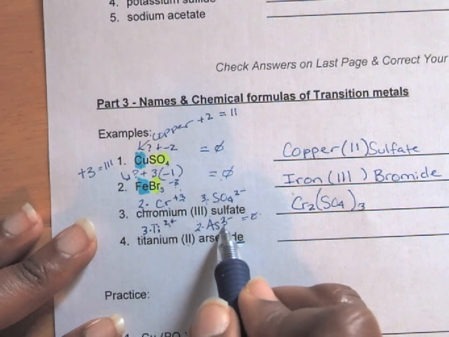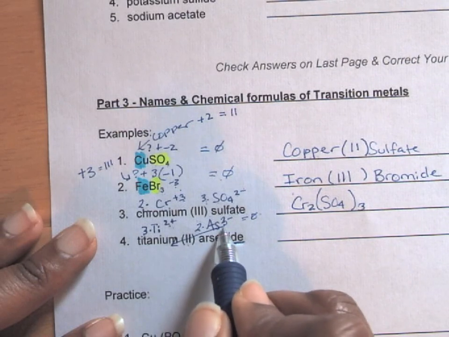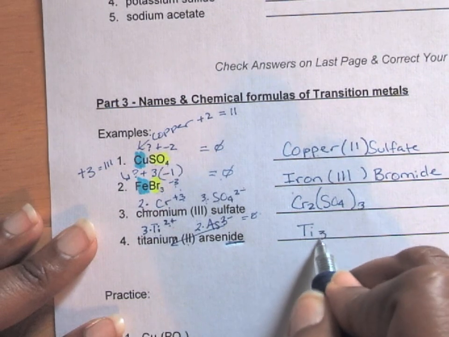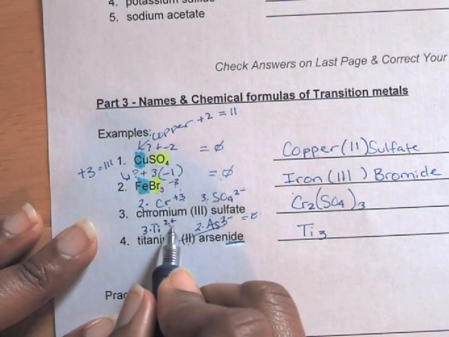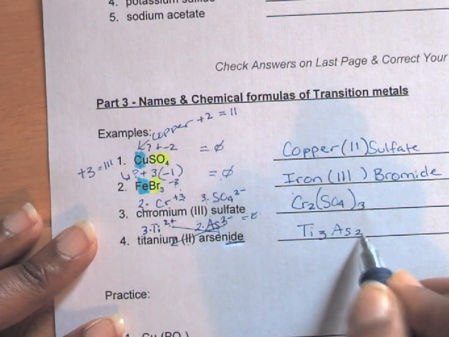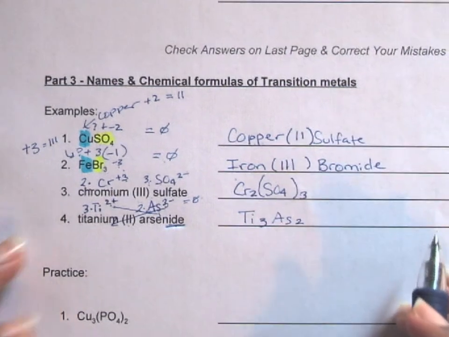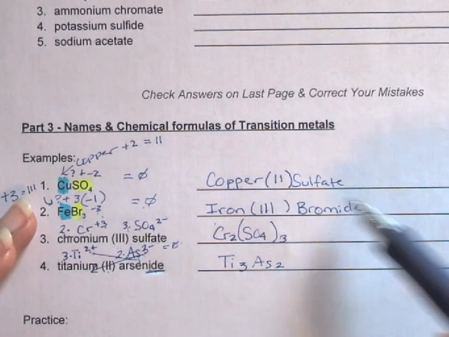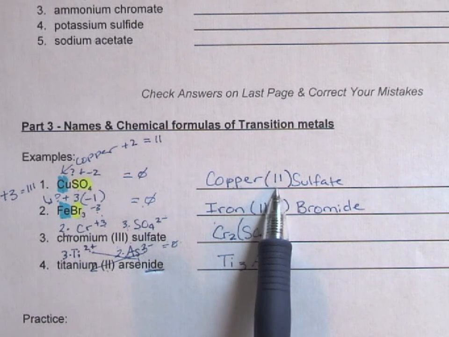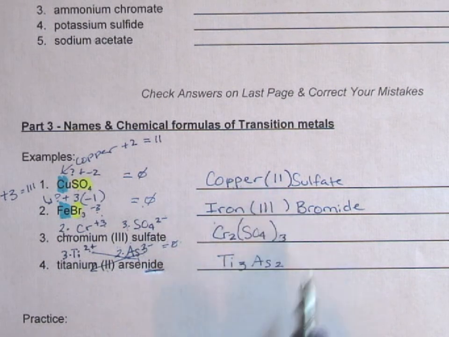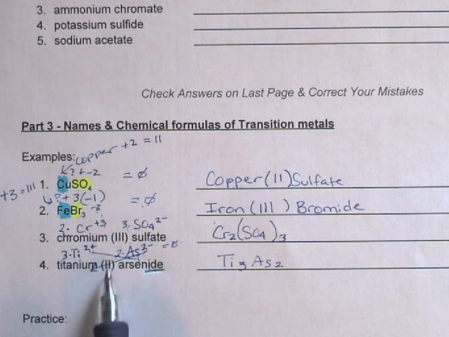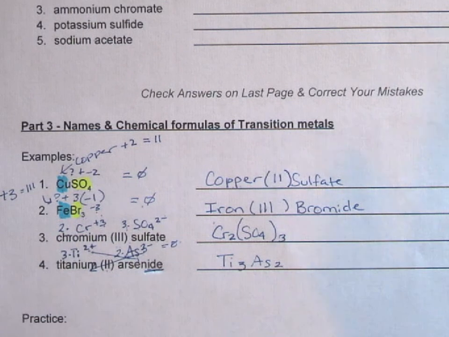Again, you can also use the crisscross method: the charge of the anion gives you how many cations you need, so that would be 3 titaniums. And the charge of the cation will tell you how many anions you need, which means you need 2 arsenides, or arsenic atoms. All right, so that's how you do it for the transition metals. The key thing is when you're writing the name, don't forget to put the charge of the transition metal in Roman numerals in parentheses next to it. And then when you're writing the chemical formula, use the charges in parentheses to determine the charge of the metal.